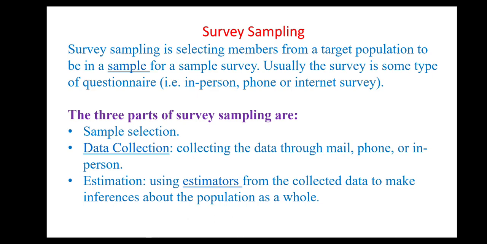There will be three parts. One is sample selection: you take a sample and select it, and get the information about the items or things you are going to investigate. Then data collection, collecting the data through mail, phone or in person. You can use any kind of medium that modern technology allows. Then estimation, using estimators from the collected data to make inferences about the population as a whole. That should be done. This is survey sampling.